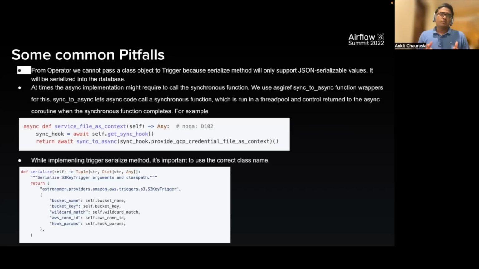Another important point which I want to highlight again, which I have already discussed, is that while implementing the trigger serialize method, it's important to use the correct class name. Otherwise, your worker log will show a really weird error and it will be really hard to debug. And I have faced this in the past a lot of times.